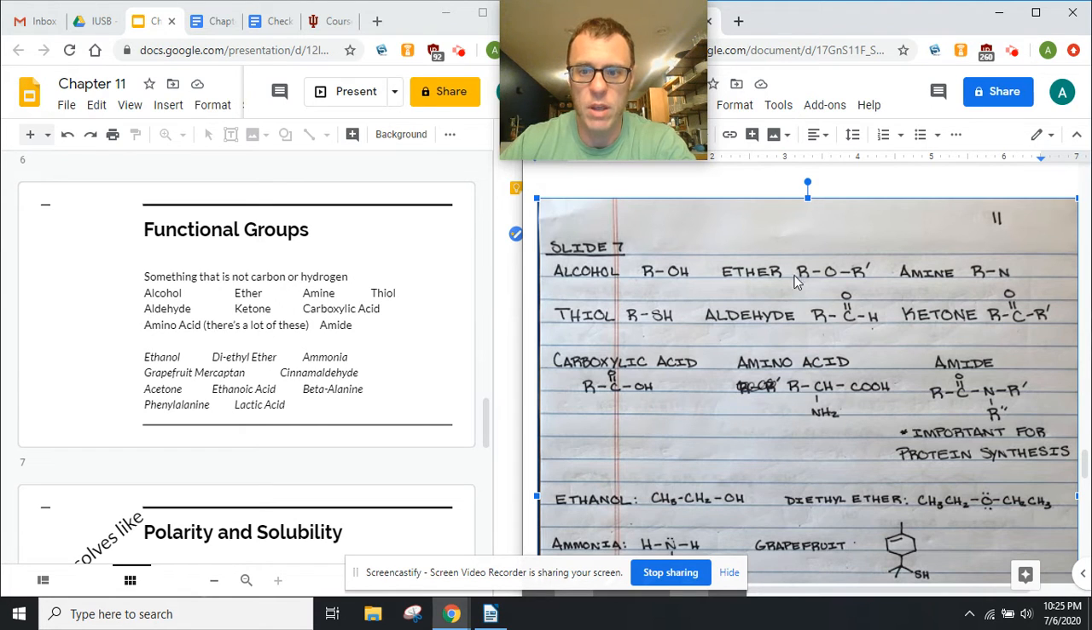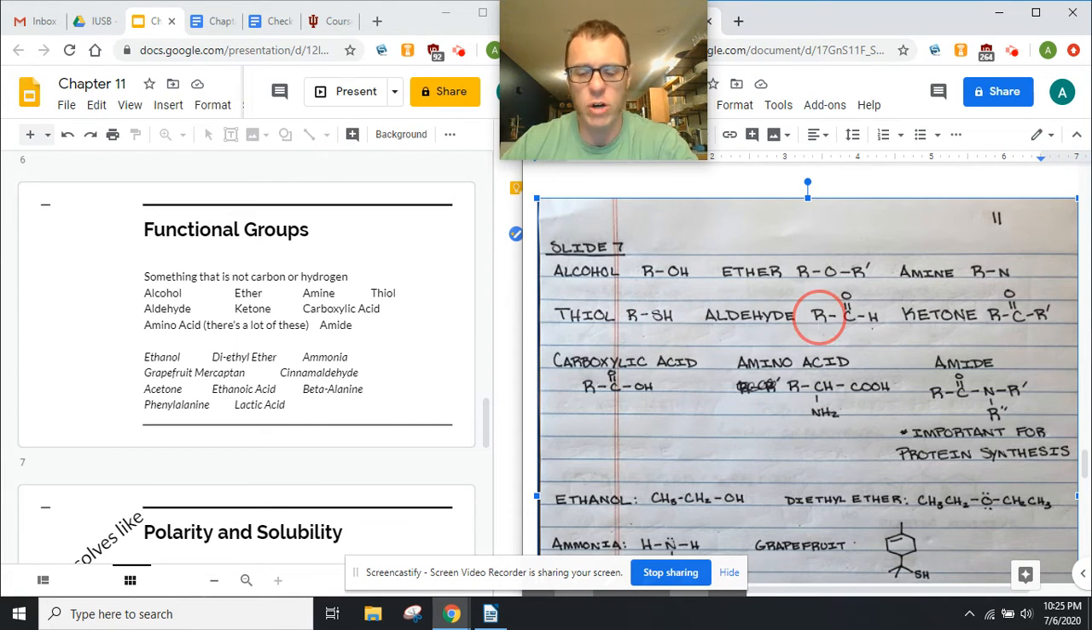These are pretty common. Ethers are a carbon chain, then there's an oxygen, and then there's another carbon chain. It's an ether. Amines are carbon attached to a nitrogen. There could be 3 carbons attached to this nitrogen. There could be 1. We'll talk about those primary, secondary, tertiary amines. Thiols are much like alcohols in that there's an SH there.